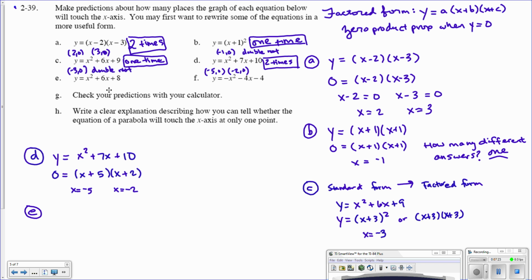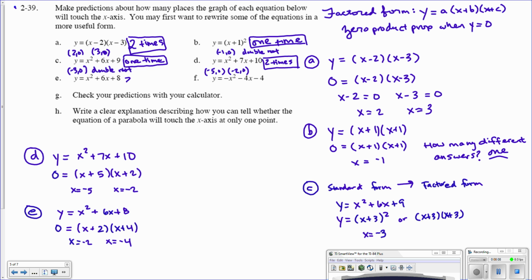Letter E, we have another one in standard form, so we're going to go to factored form on this one as well. So we're going to say here that y equals x squared plus 6x plus 8. So let's factor it again like we did with C and D. I'm going to go ahead and change it to 0 because we're trying to figure out where it crosses the x-axis. This should factor into x plus 2 times the quantity of x plus 4, in which case we have 2 different factors again. So x would end up equaling -2, or x would equal -4.